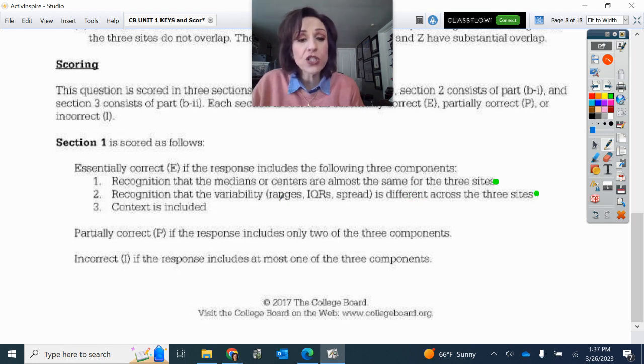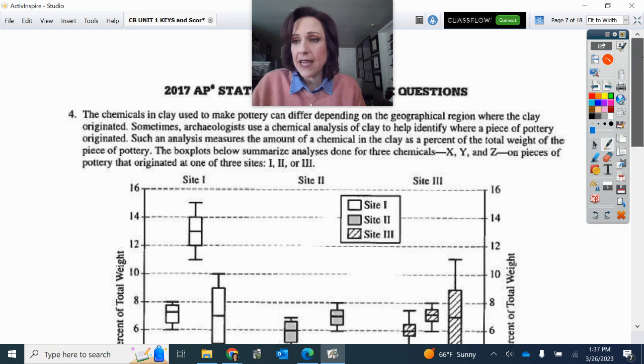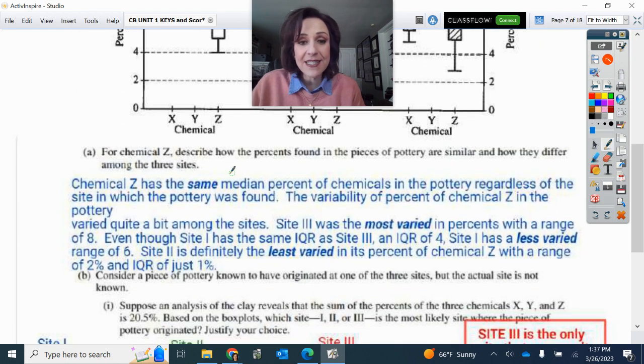Okay. And then, of course, you're discussing the sites' chemical Z, and so you're discussing this in context of this problem. All right, so here is how that might sound. I had said chemical Z has the same median percent of chemical Z, see, context, same median, same center, in pottery, regardless of the site in which the pottery was found.